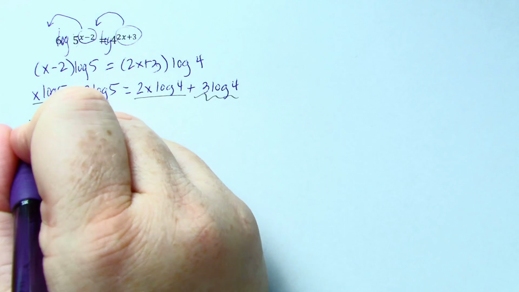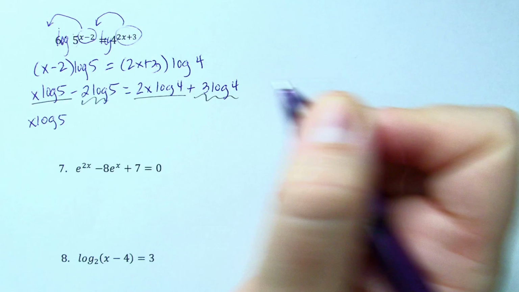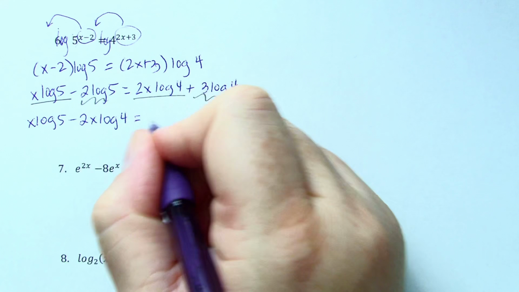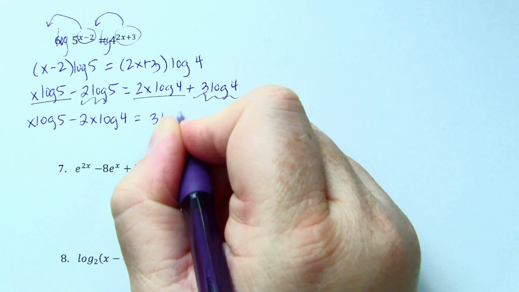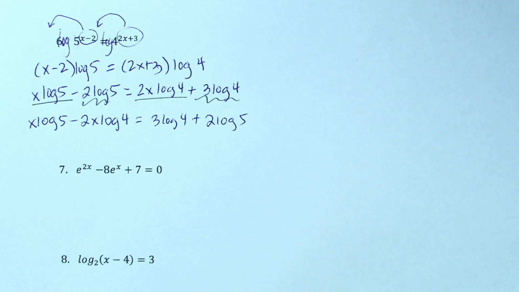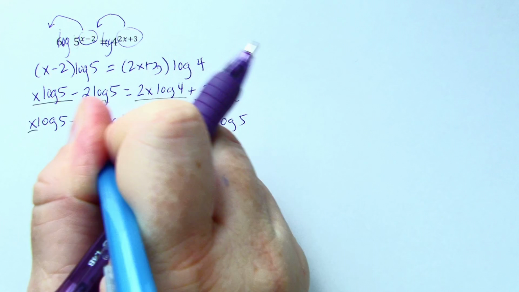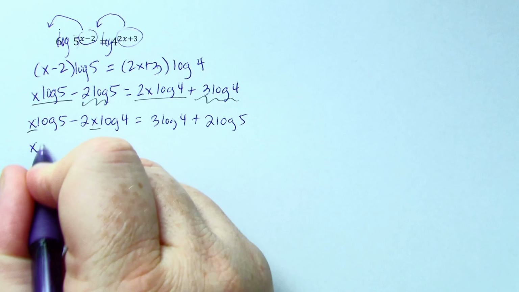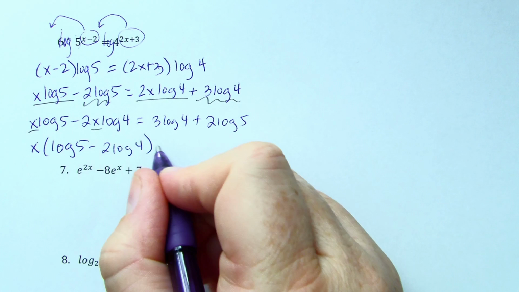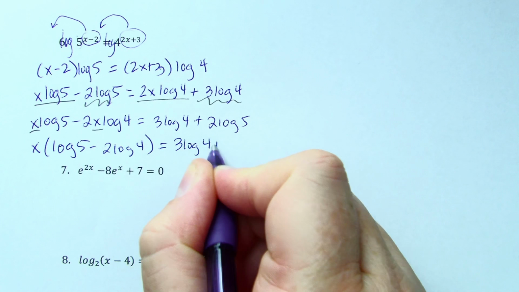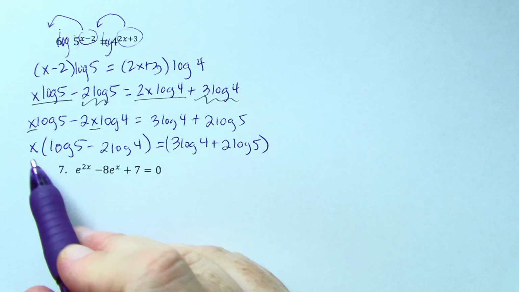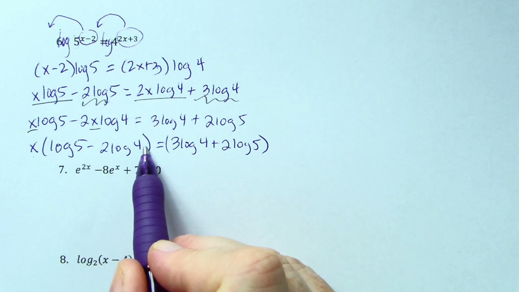So I'm going to subtract this onto this side, and I'm going to add this over to this side. I have x log 5 minus 2x log 4 equals 3 log 4 plus 2 log 5. And now I have an x that's a common factor in both of these terms, so I can factor it out. And now x is by itself, and all of this is just a number.